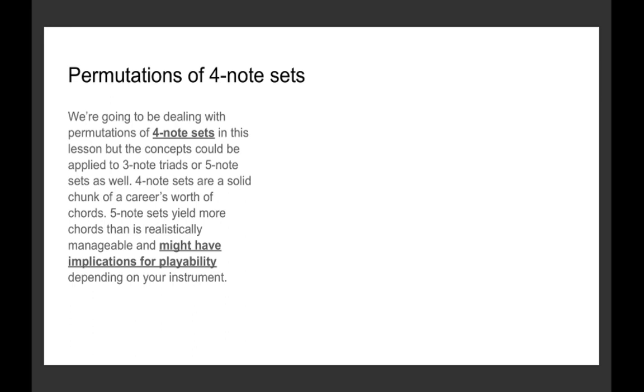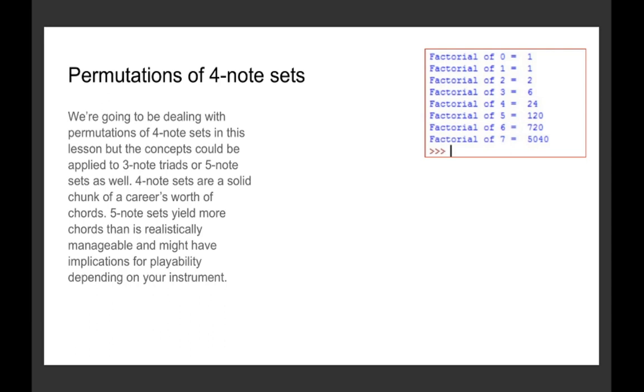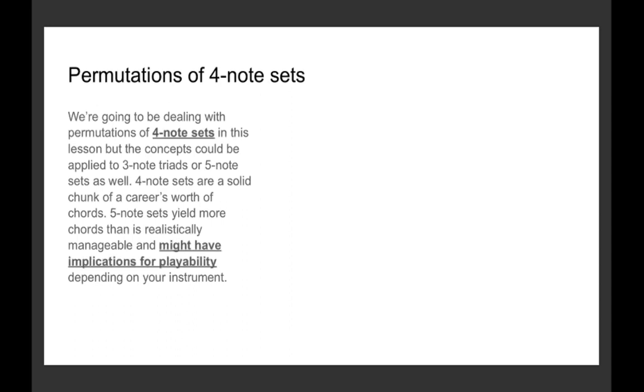So let's talk about why this is. We've got factorial here. You can see that as you increase from 0 to 1 to 2 to 3 up to 7, the numbers scale up really quickly. And beyond the huge amount of material you might get stuck with if you were doing, say, 7-note sets, there's also some implication of how playable it is for your instrument.